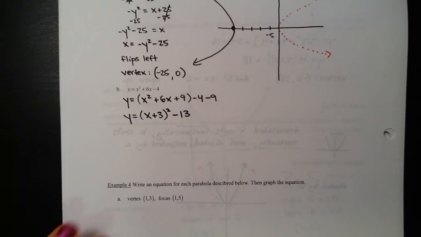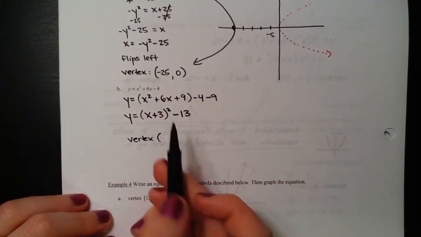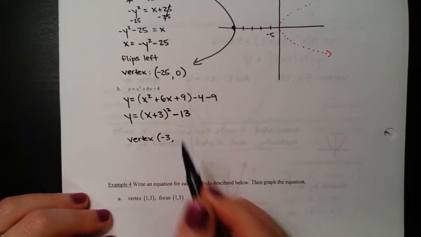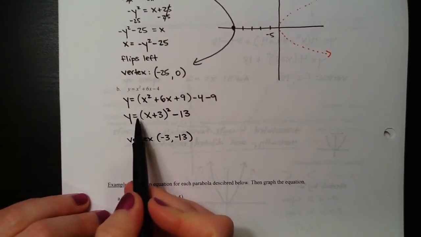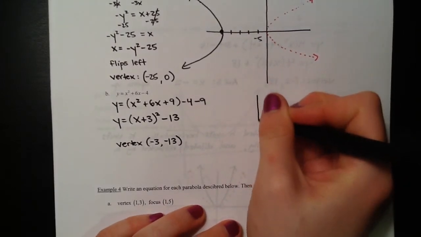Okay, so I am going to plot a couple things. So my vertex is, remember, the opposite of what I see in parentheses for x, and then exactly what I see on the outside for y. And there's technically just a 1 out front here. So it's not stretched, it's not flipped. All I'm doing is moving my vertex.